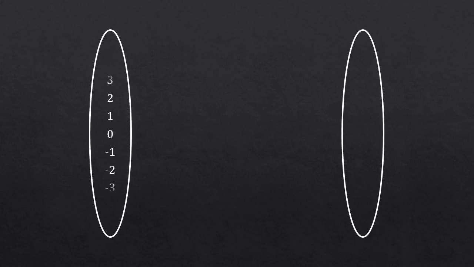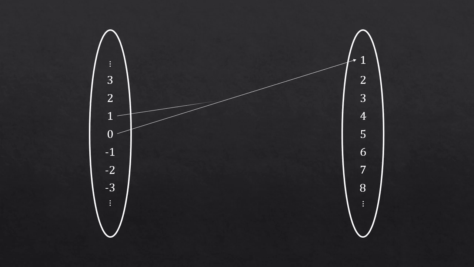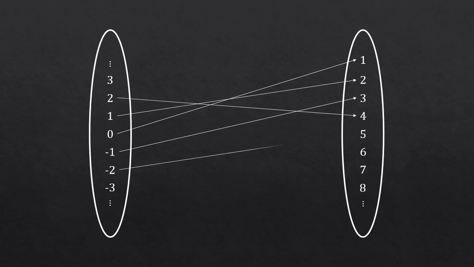We call a set countable if we can create a bijective function between it and a subset of the natural numbers. This subset could well be the entirety of the natural numbers. For example, if we consider the integers, we can create a function that sends 0 to 1, 1 to 2, and -1 to 3, and so on, alternating between the positive and negative numbers.